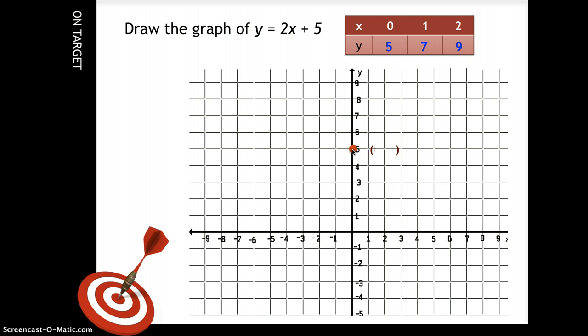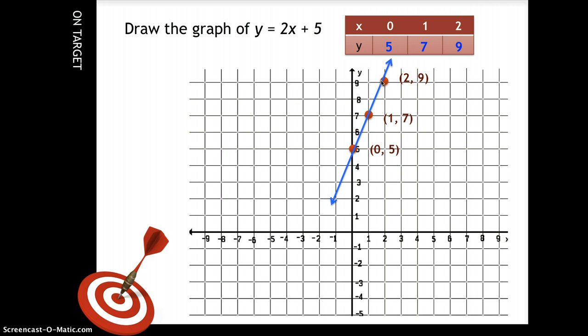The second point is 1, 7. So from 1 at the x here, and then you move up, that's 7, so that's your second point, 1, 7. The last point is 2, 9, and that's 2, 9. And then again, don't forget to connect the points by a straight line.